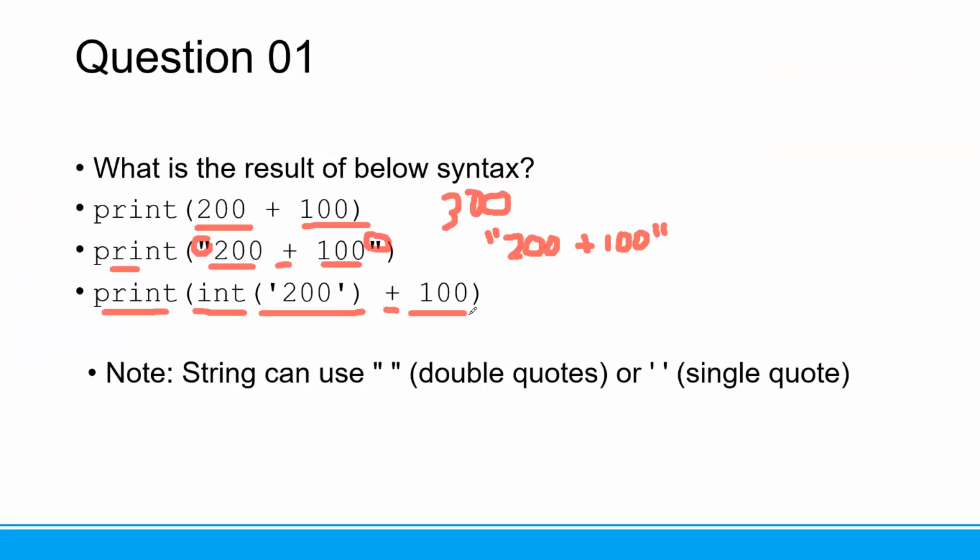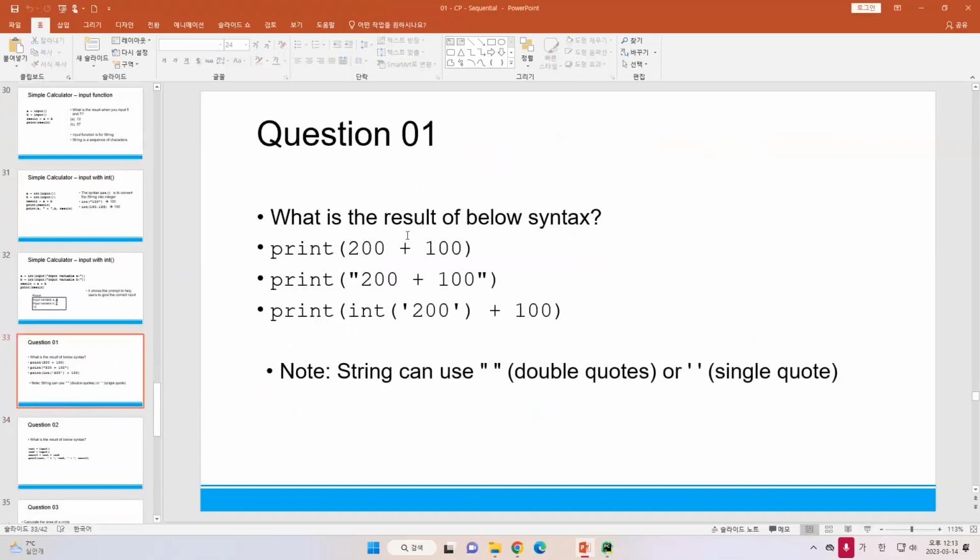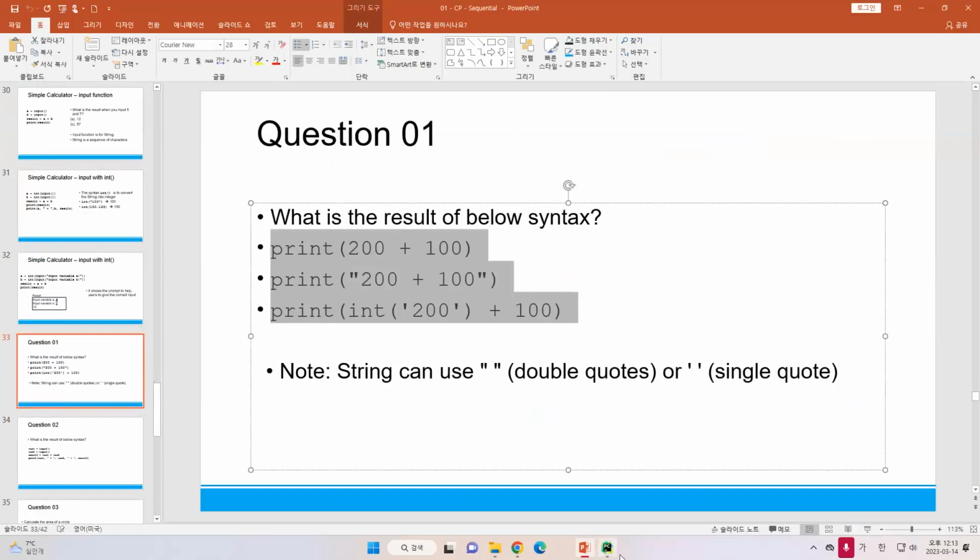What is the result? It is 300. Why? Because we are changing this value. The value 200 is a string, and we are converting it to an integer, and after we convert it to an integer, we are adding the value with 100. So 200 plus 100 will be 300. You can check this one.